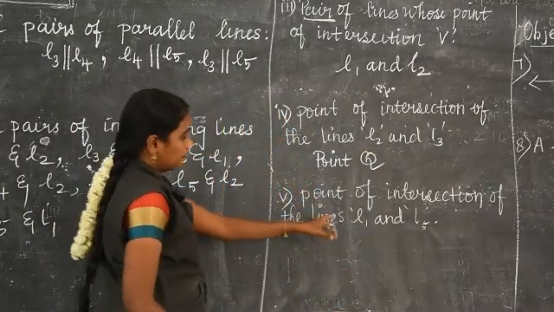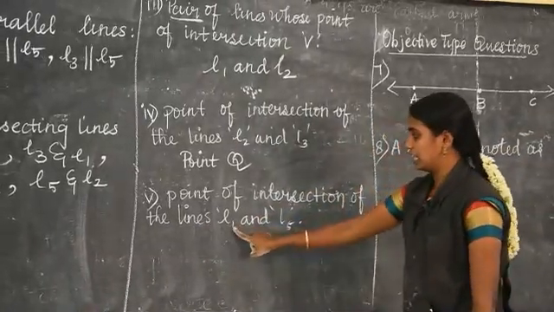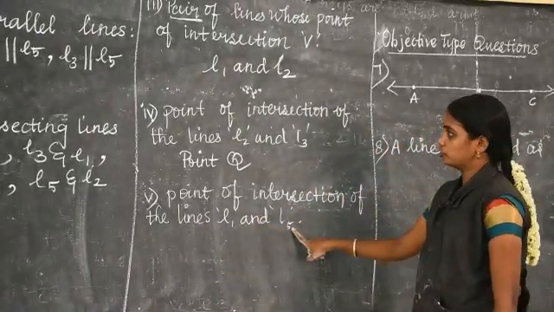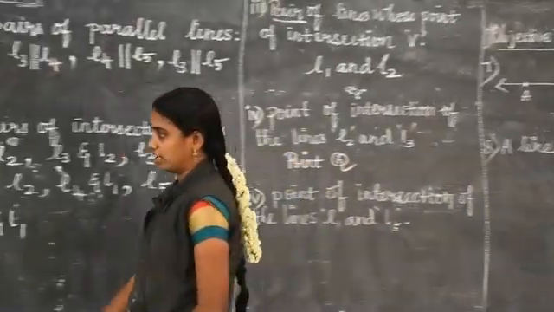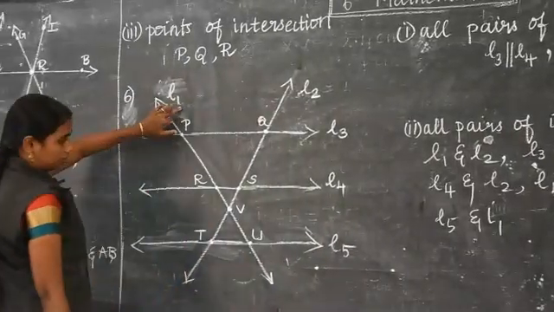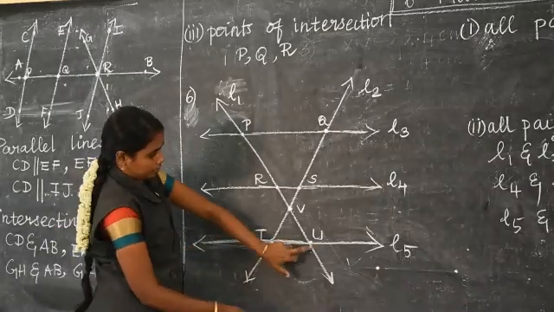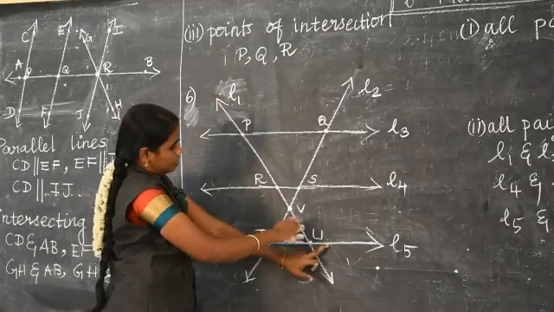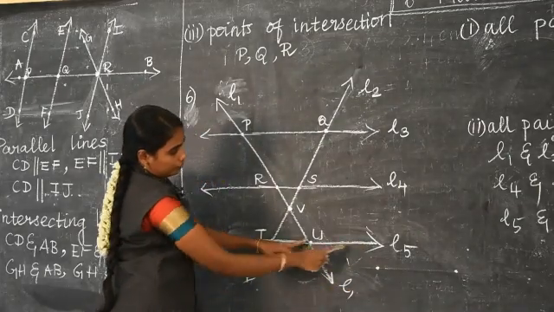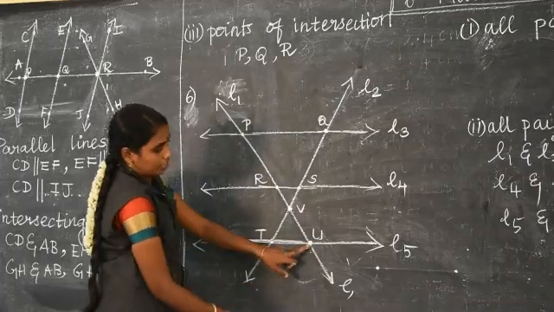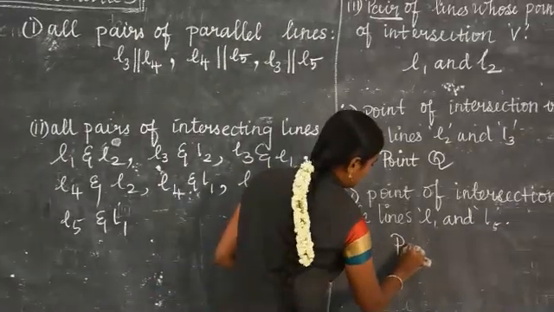Okay, next. Point of intersection of the lines L1 and L5. Same question as before. Find out the L1 and L5. This is your L1, this is your L5. See here, this is your L5 line, this is your L1 line. So where do the lines intersect? At a point U. So the answer is point U.